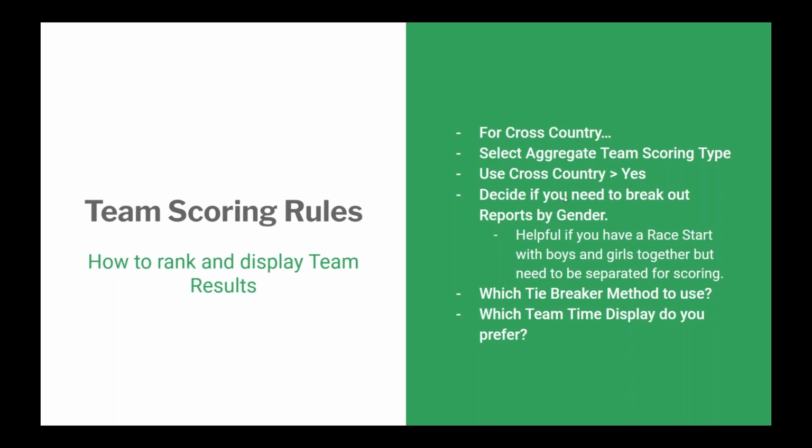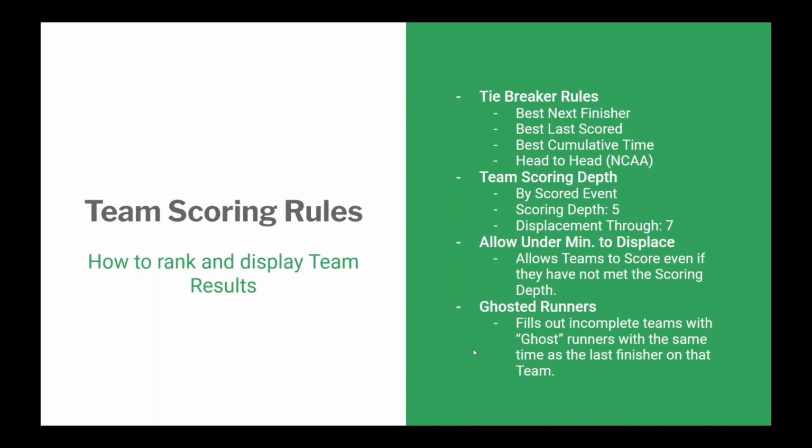You're going to decide if you need to break out reports by gender. It's helpful if you have a race start with boys and girls together, but not needed to be separated for scoring. So if you're doing it in separate races, you don't have to worry about it, and you can set that up separately as a separate race. And then you can select which tiebreaker to use and what team time display you want to provide.